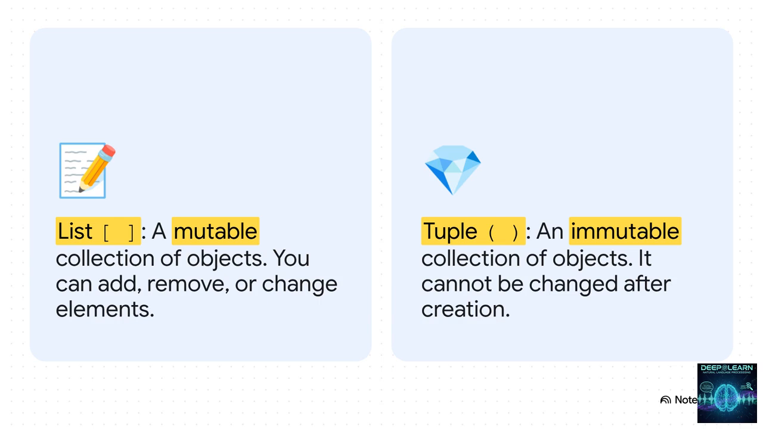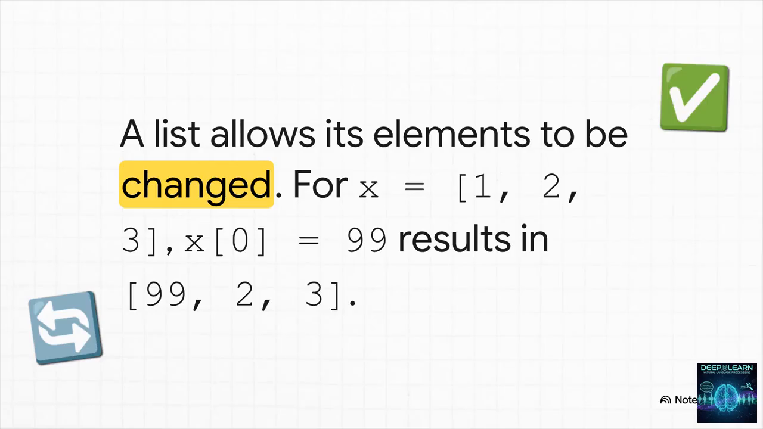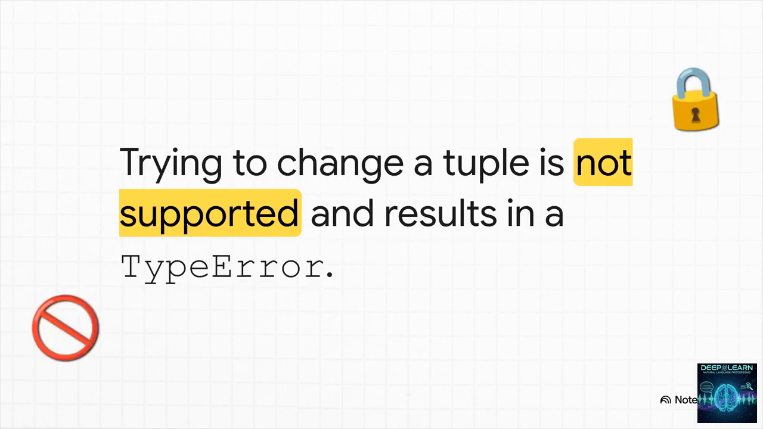A list, which uses square brackets, is mutable. That means you can change it whenever you want. But a tuple, with its parentheses, that's immutable. Once you create it, it's set in stone. So with a list, you get flexibility. Let's say you create a list called X with the numbers 1, 2, and 3. You can just go right back in later and change the first element, swapping out that 1 for 99. No problem at all. But if you try to pull that same move with a tuple, nope.